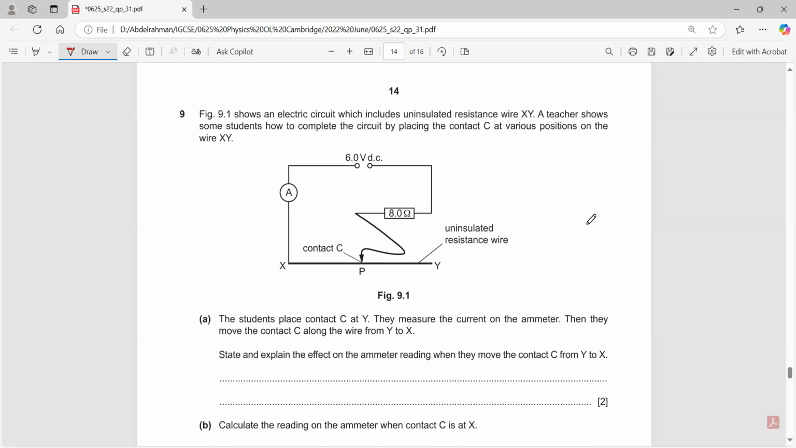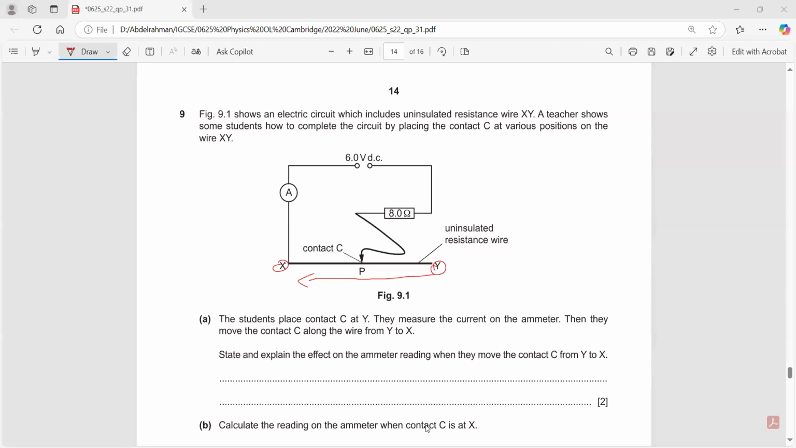Figure 9.1 shows an electric circuit which includes an uninsulated resistance wire XY and a sliding contact C, which is now located at point P. State and explain the effect on the ammeter reading when C is moved from Y to X. As it moves from Y to X, it's moving this way.